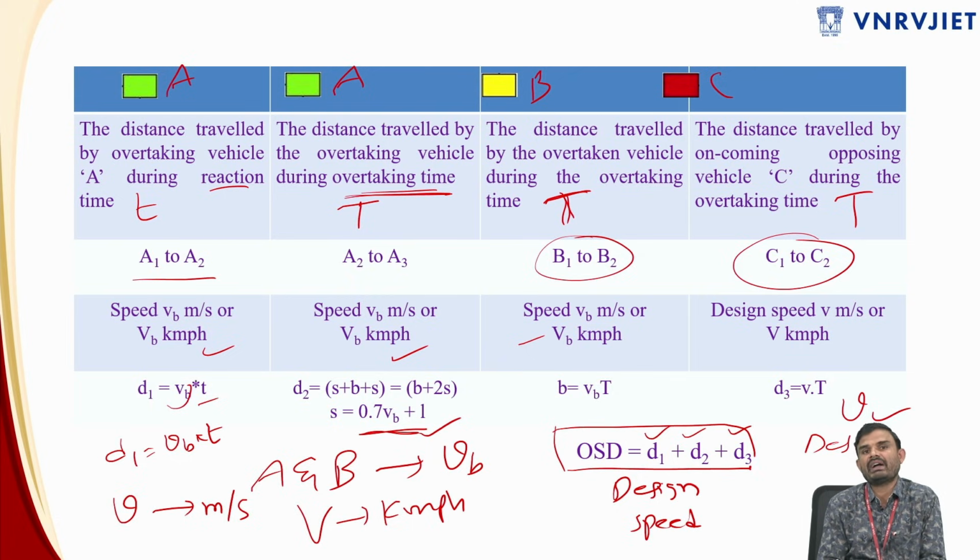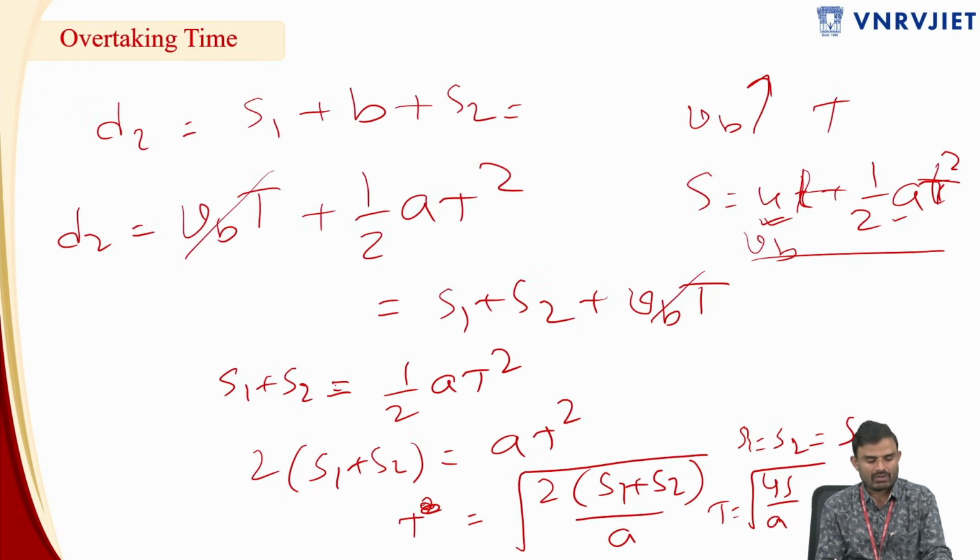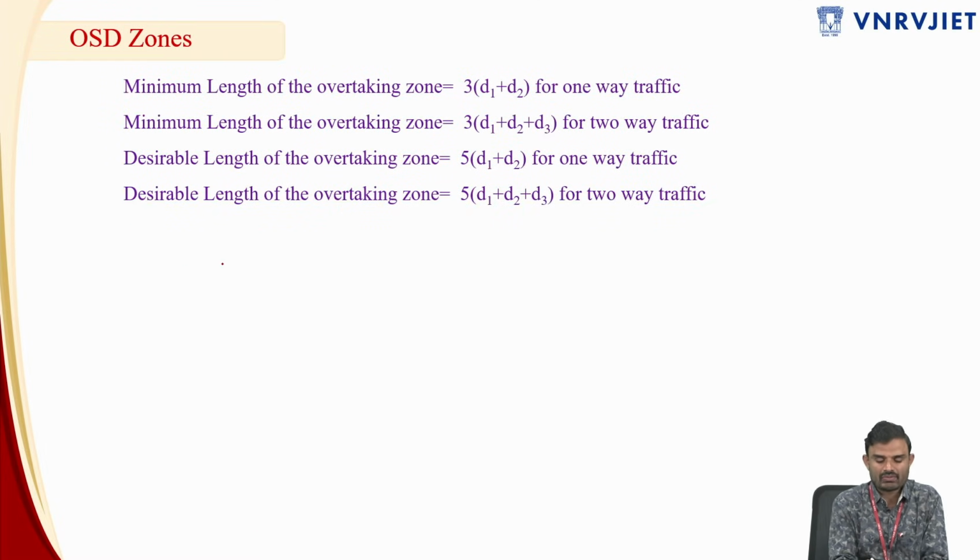So that is why we have the vehicle in the opposite direction, which is vehicle C. But if the vehicle in the opposite direction is absent, in the absence of vehicle C, we have only the distances D1 and D2. D3 is the distance contributed by vehicle C, which is moving in the opposite direction. It is taken to be 0 because there is no vehicle in the opposite direction. Therefore, OSD is equal to D1 plus D2 in terms of two-lane.